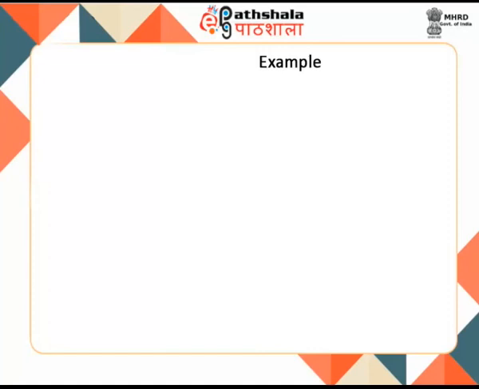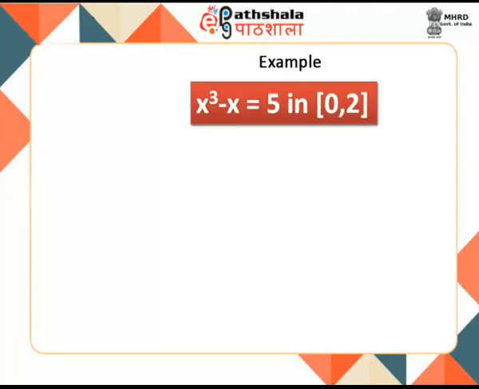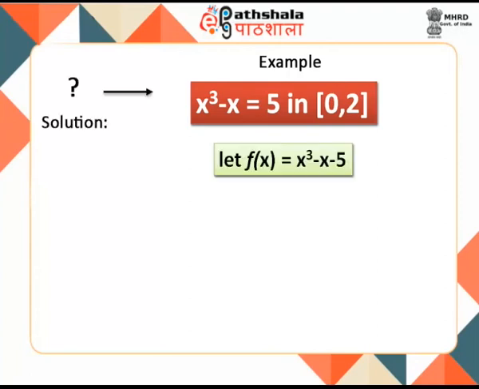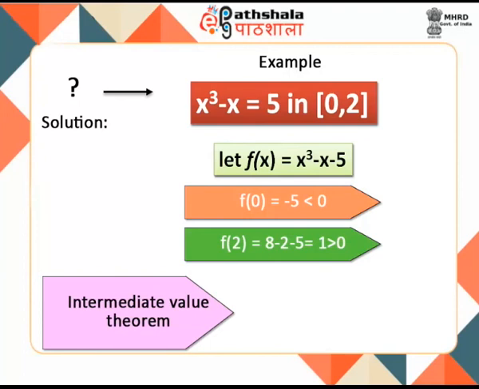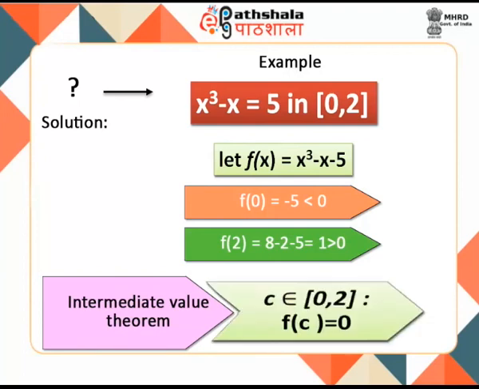Example: show that the following equation has at least one root in the given interval: x cube minus x is equal to 5 in (0, 2). Solution: let f(x) is equal to x cube minus x minus 5. Then f(0) is equal to minus 5, which is less than 0, and f(2) is equal to 8 minus 2 minus 5, which is equal to 1, which is greater than 0. Hence, by the intermediate value theorem, there exists a number c belonging to (0, 2) such that f(c) is equal to 0.